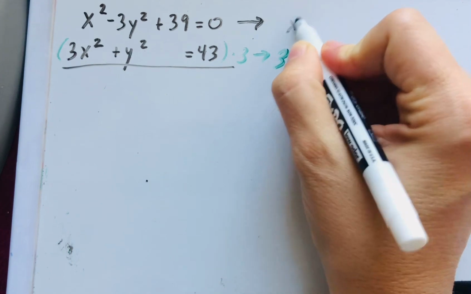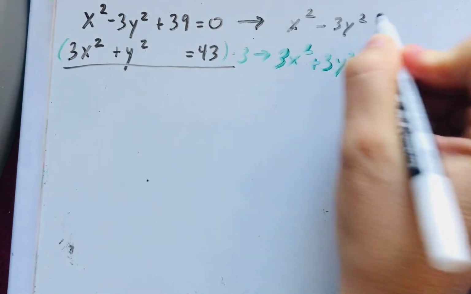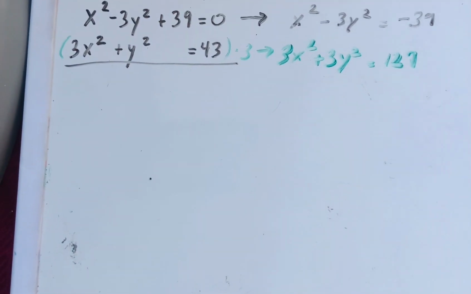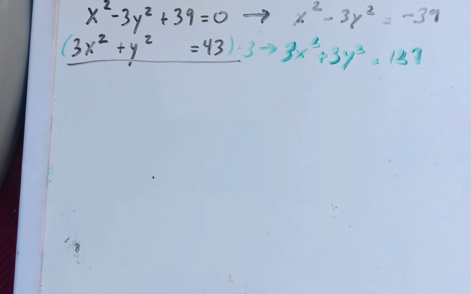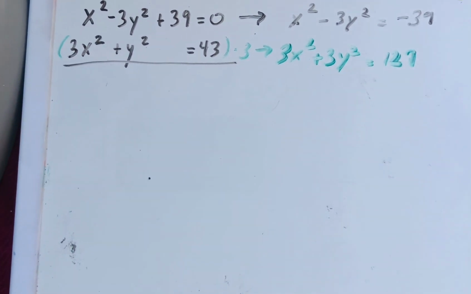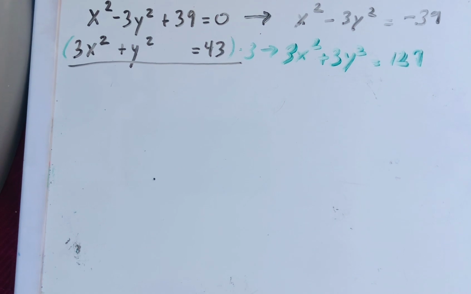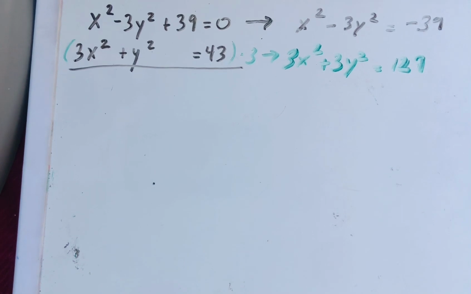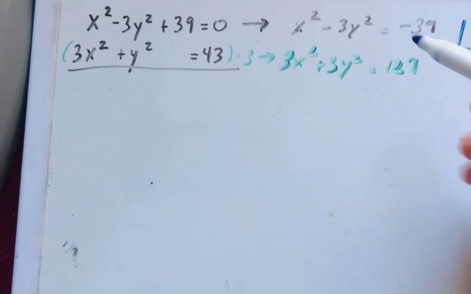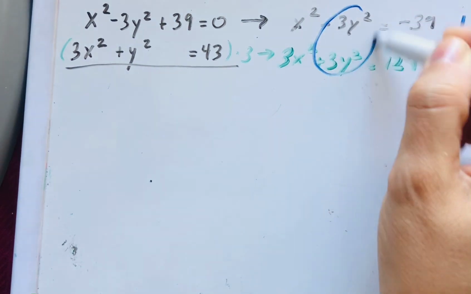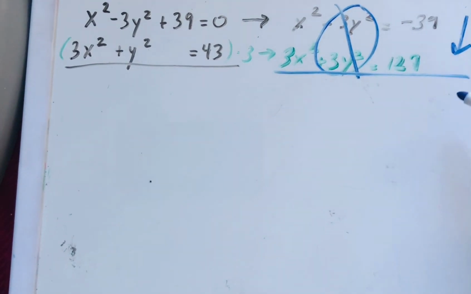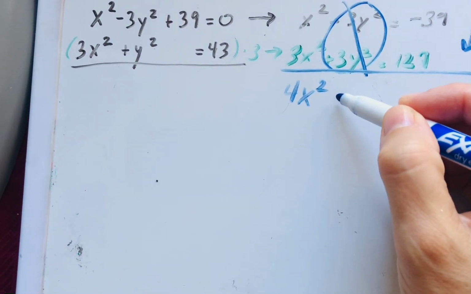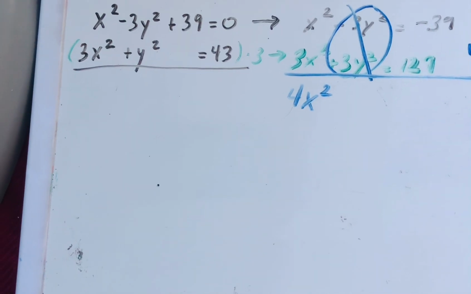So just carry over as it is, x squared minus 3y squared. I'm also going to move the 39 over, making it negative 39 right now. Now when I combine those two equations, that's what the addition or elimination method does, you combine them by adding and see what you get. Notice what's going to happen to my y squared terms. That's right, they're going to cancel out. So when I add down here, I'm going to get negative 3y squared, positive 3y squared. These two cancel out. But 3x squared plus 1x squared gives me 4x squared. And 129 minus 39 is going to give me 90.